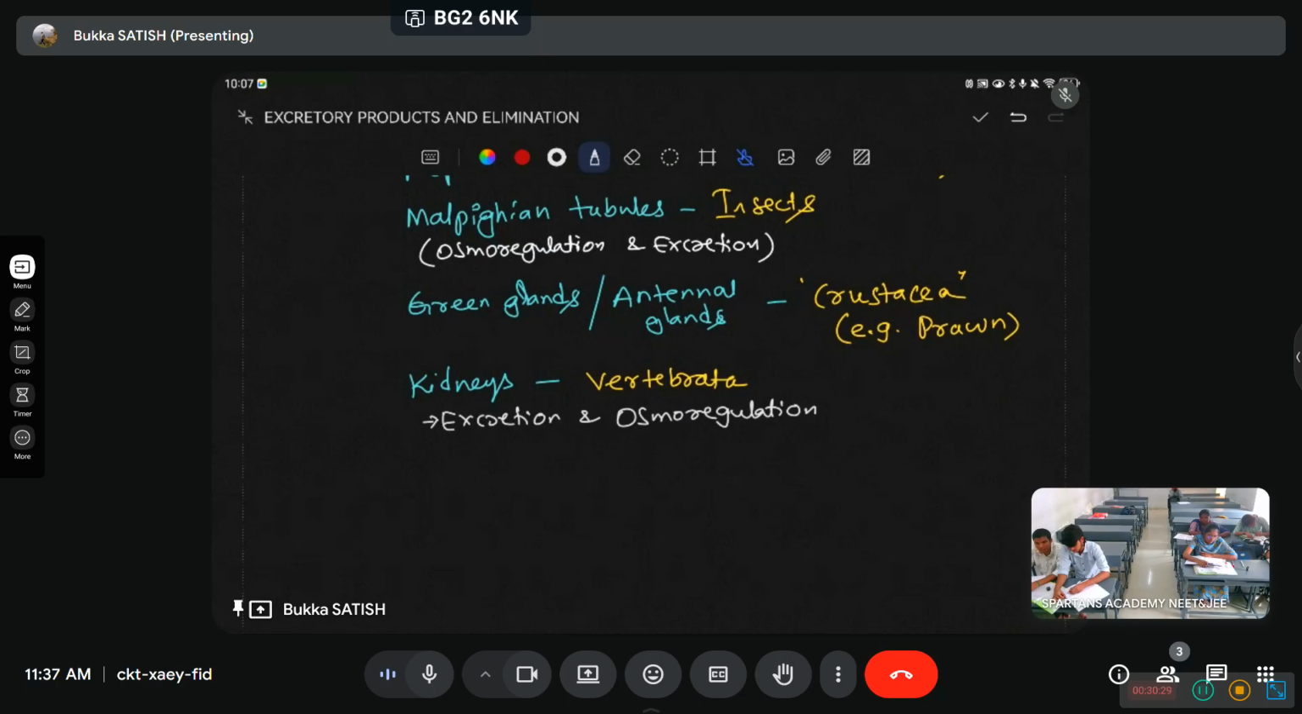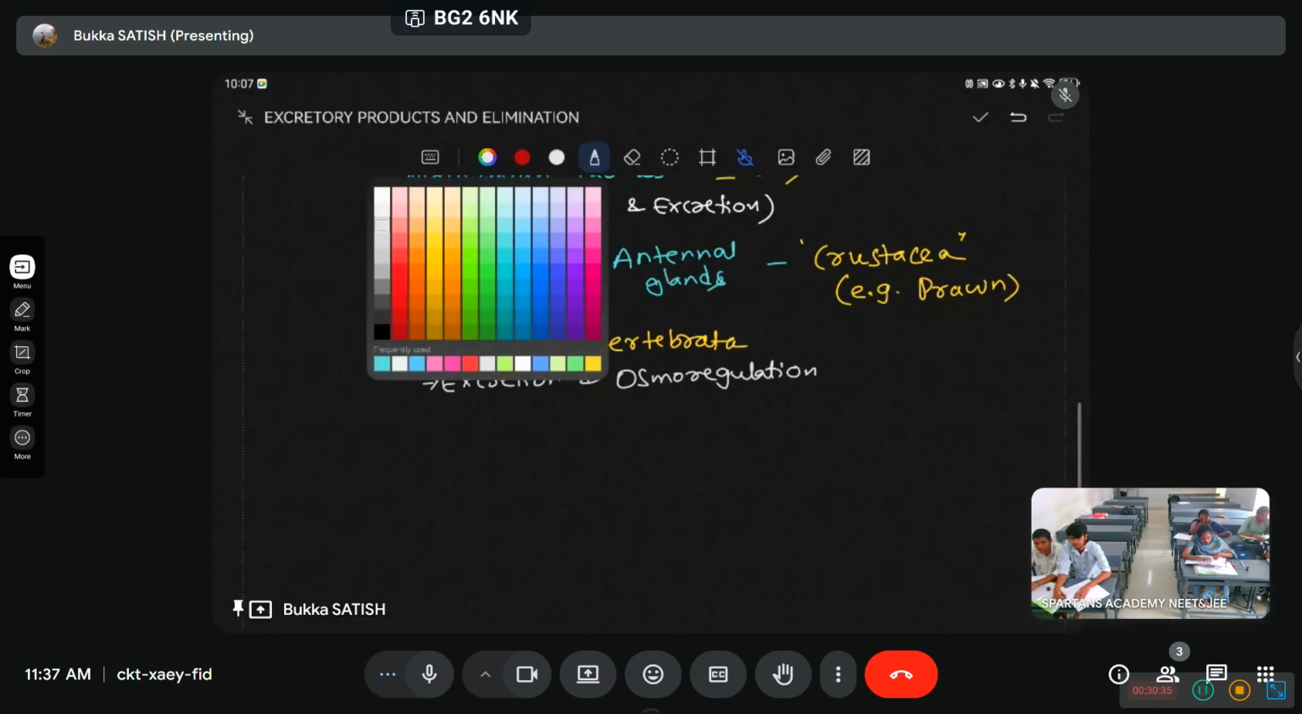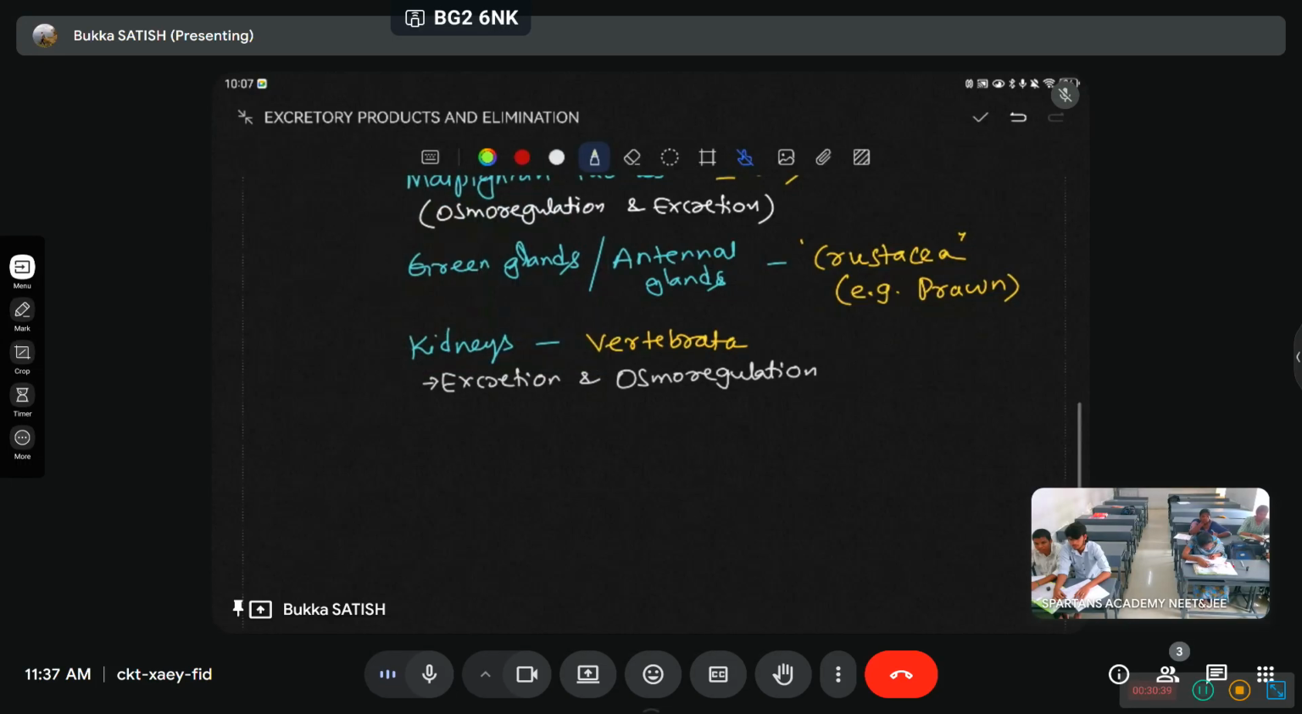Right. So this is about the excretory organs in various animals. In this, our focus will be on the human excretory system. So just write human excretory system.